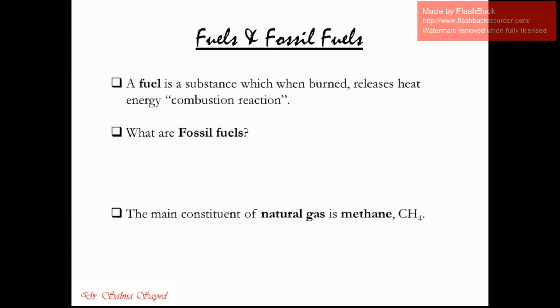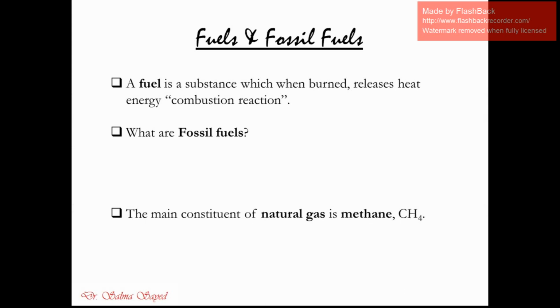Alright, so what do we mean by fuels? A fuel is basically any substance that, when burnt, releases energy. So this is an exothermic reaction. And we said before that in chemistry, burning can also be called a combustion reaction. This combustion reaction can either be complete combustion, if the oxygen supply was sufficient, so the products would be carbon dioxide and water. But in case of insufficient supply of oxygen, incomplete combustion would occur, which is actually a problem because a toxic product is going to be formed, which is carbon monoxide.